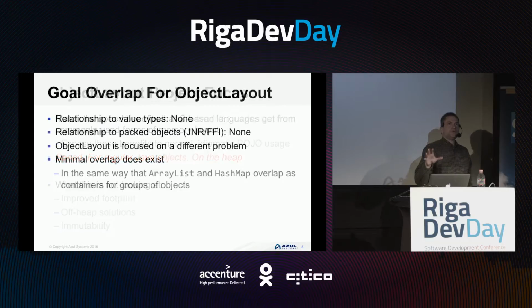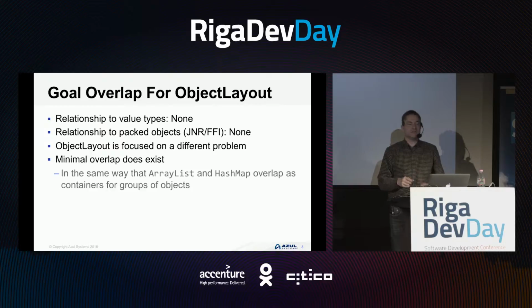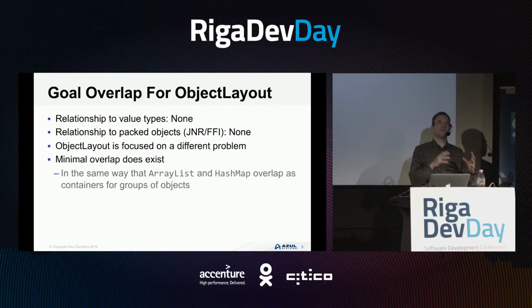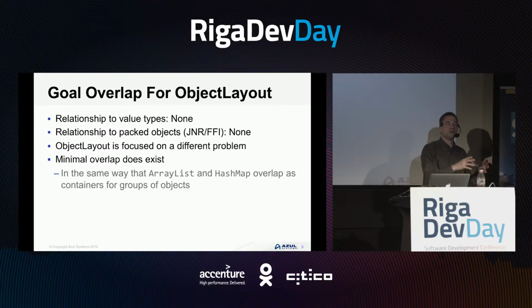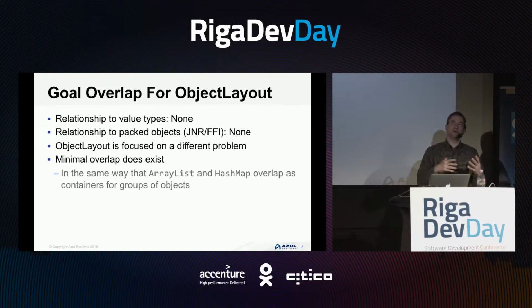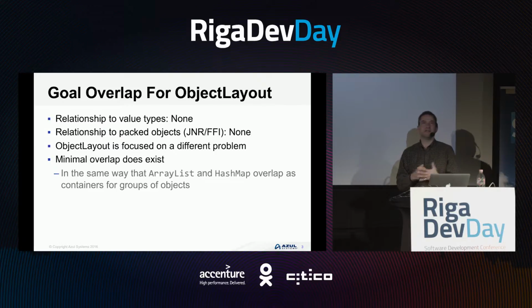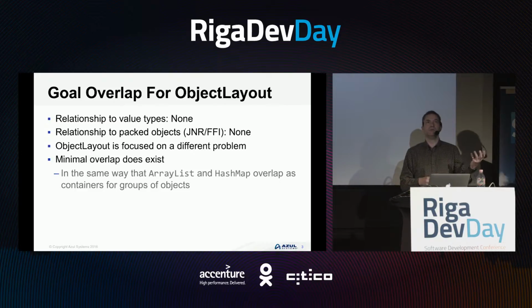If you look at some of the other projects which are being developed and being proposed in the Java space at the moment, you might think that there is some overlap in terms of the goals for some of them. So value types are being proposed as a new feature in JDK 10. And value types are all about having immutable objects. They're like objects, but they're not objects.